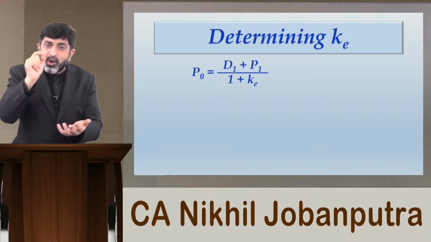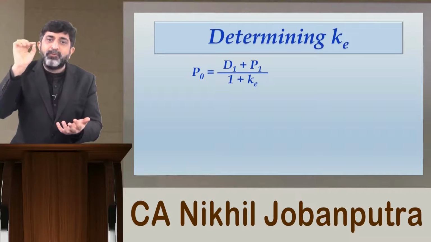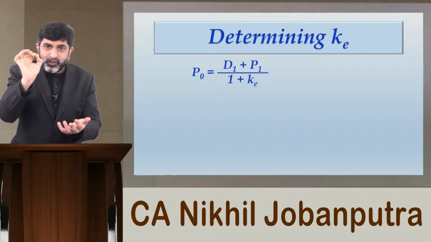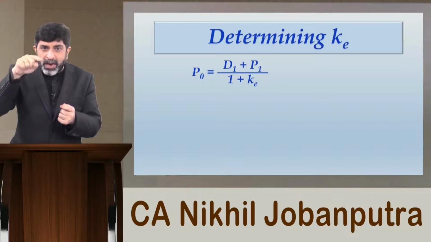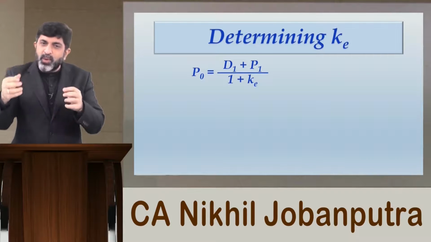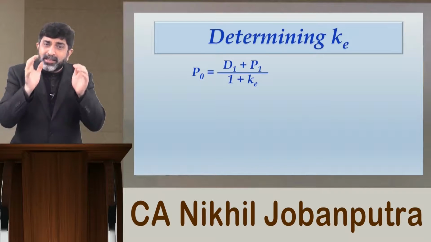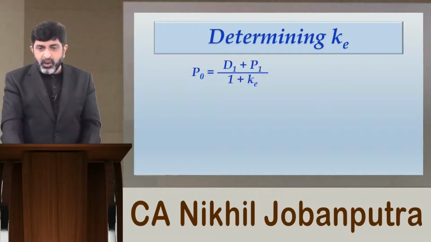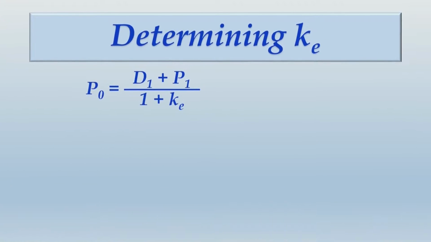Here we will not use 1 plus I. In place of I, as a symbol we are using KE. So when you divide the future amount of cash flow by 1 plus KE, you will get the present value. So P0 in this formula is nothing but the present value of the future cash flow. Let me show you what exactly I am trying to specify over here.